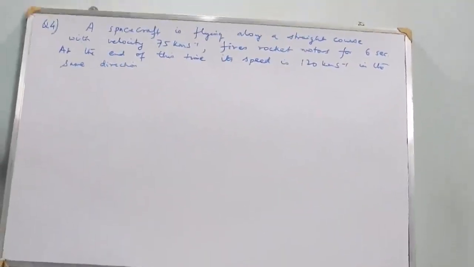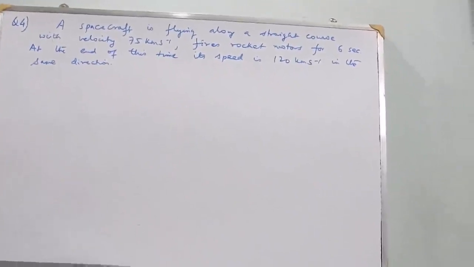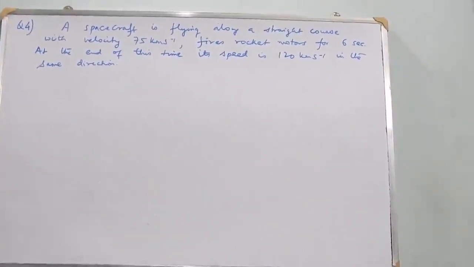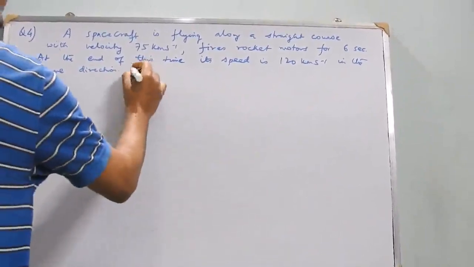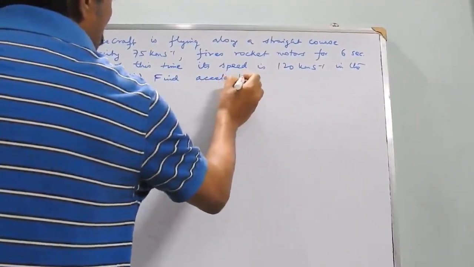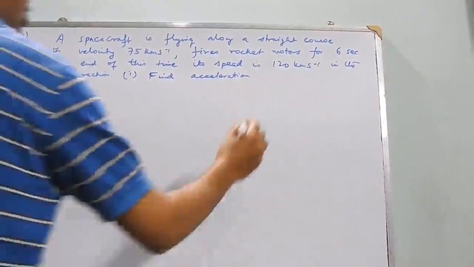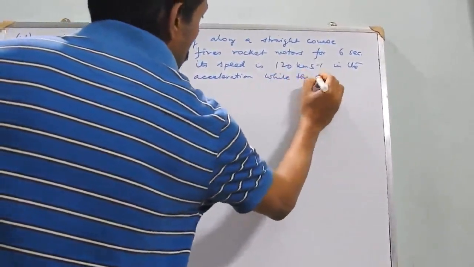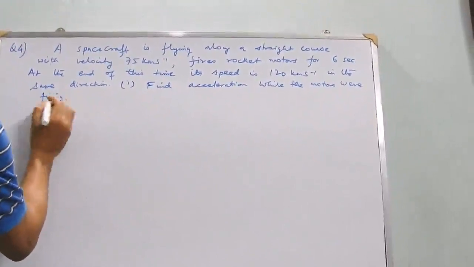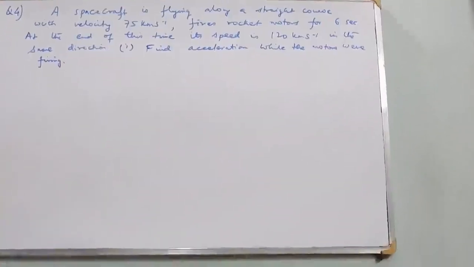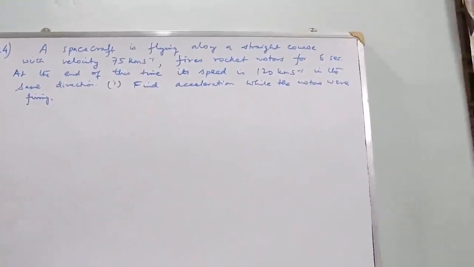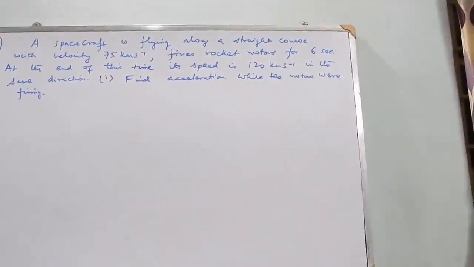The question has two parts. The first part asks us to calculate the average acceleration while the motors were firing. So the spacecraft is flying along a straight course with a velocity of 75 km per second. It fires its rocket motors for 6 seconds, and at the end of this 6 seconds, its speed is 120 km per second in the same direction. You have to find the acceleration.